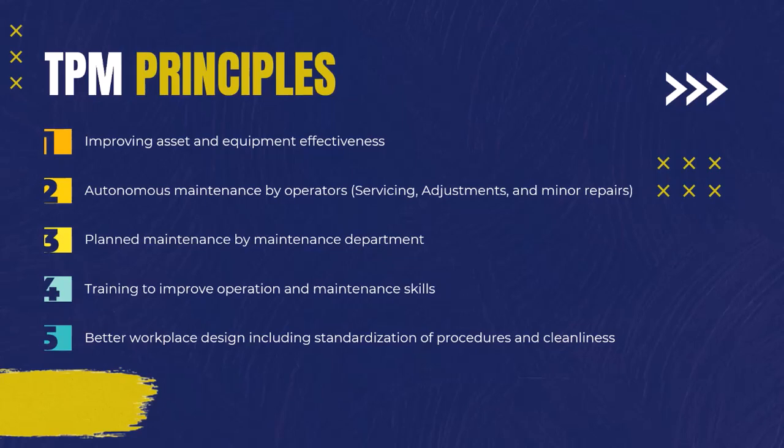So the 5 principles of TPM are the following: improving asset and equipment effectiveness, autonomous maintenance by operator, which are the clear as we mentioned earlier, planning all maintenance activities by maintenance department, training to improve operation and maintenance skills, and finally, better workplace design that includes standardization of procedures and cleanliness.